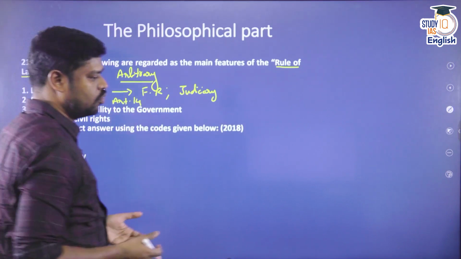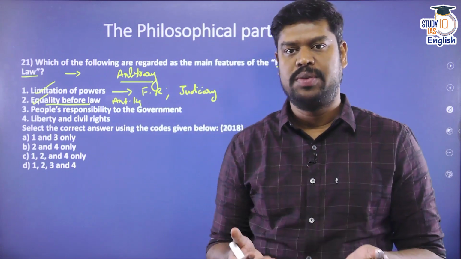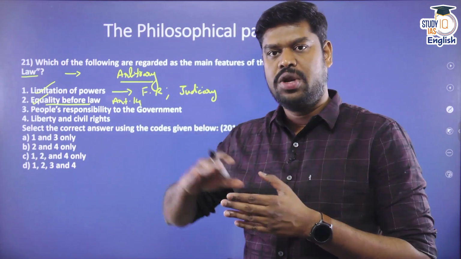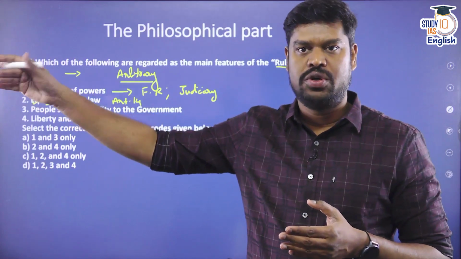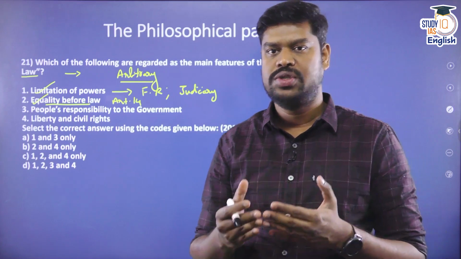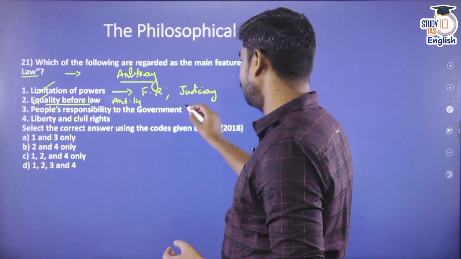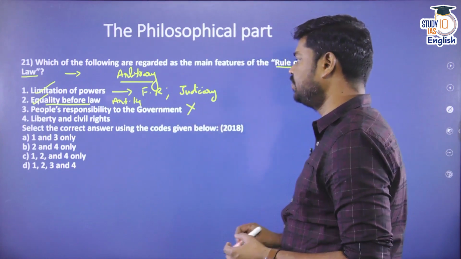People's responsibility to the government. Rule of law is nowhere related to the people's responsibility to the government. If you have to remotely connect this to what we have in the Constitution, it is the fundamental duties, and fundamental duty is also just a moral obligation. It is in no way related to the concept of rule of law. So you can safely eliminate this.